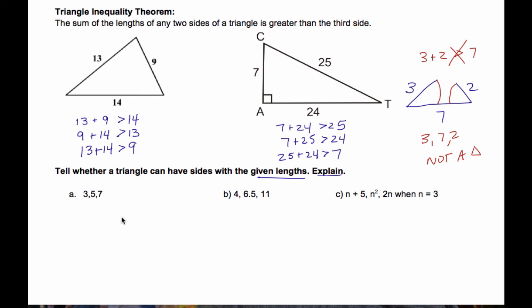So we're testing the side lengths of this triangle. We have to test three things. So 3 plus 5, is it bigger than 7? Yes. Is 5 plus 7 bigger than 3? 12 bigger than 3? Yes. Is 7 plus 3 bigger than 5? Yes. So 3, 5, 7 is a triangle. That's what you're going to test.